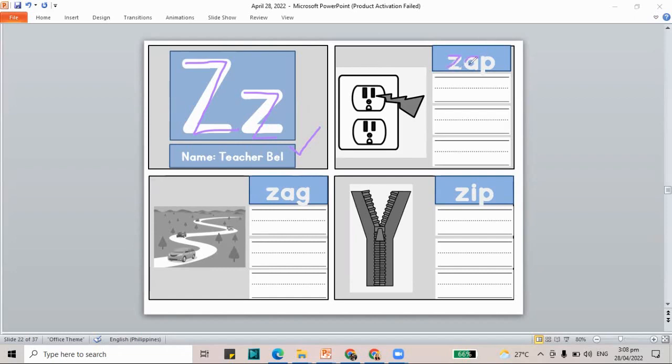Now, my pictures might be different, but we almost have the same work. The first word is zap. Let's do zap, Z-A-P. Try to fit it in the space. Make your letters clear so that you can still read your Z word. So we have the first one, zap. Then here we have zag. Z-A, letter G. That is zag. And we also have a zip, Z-I-P, zip.